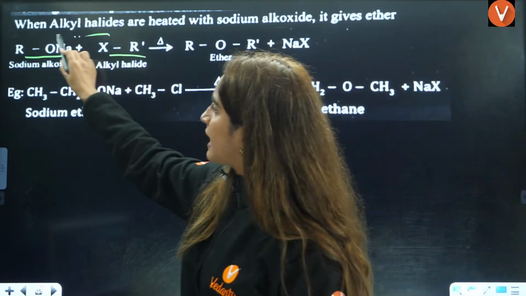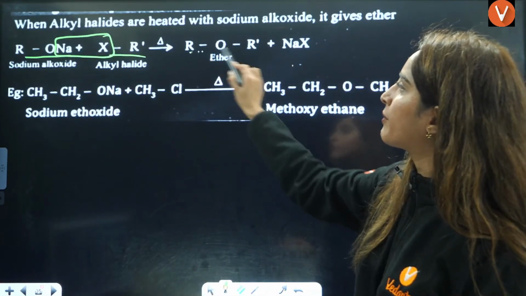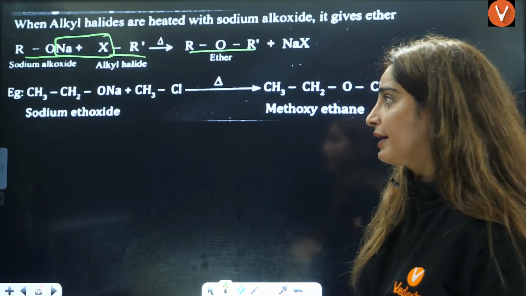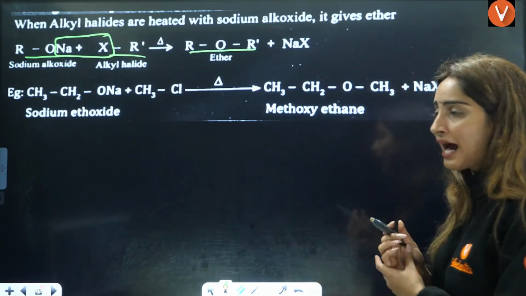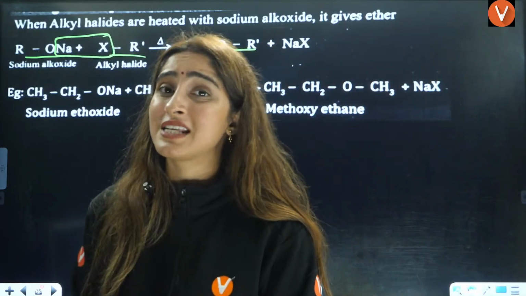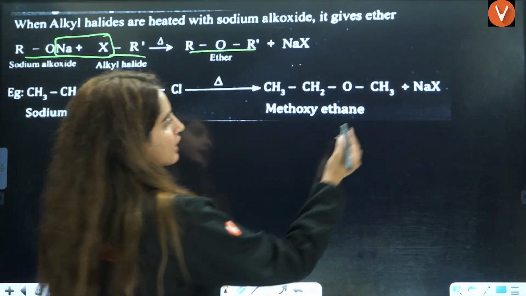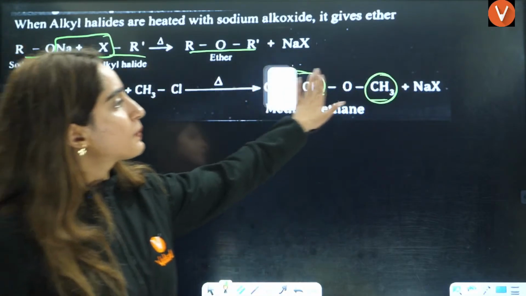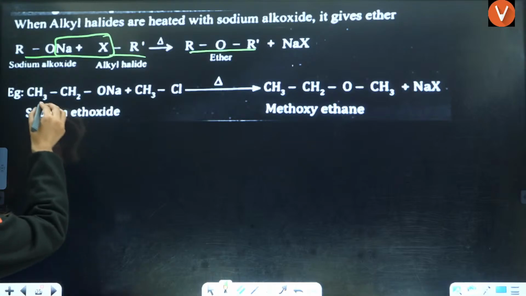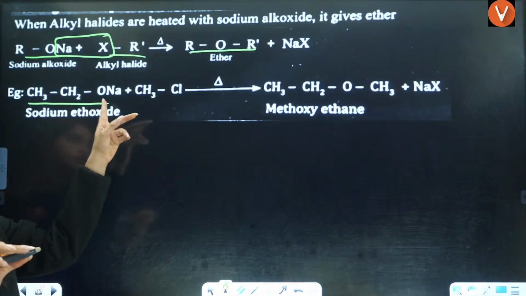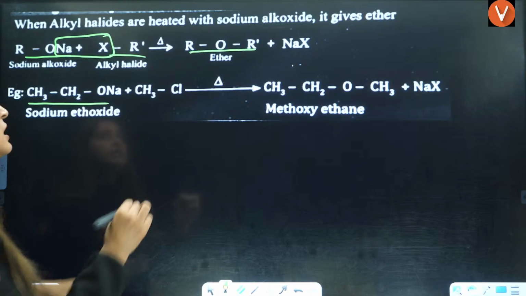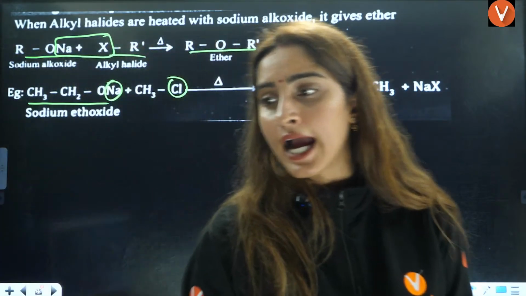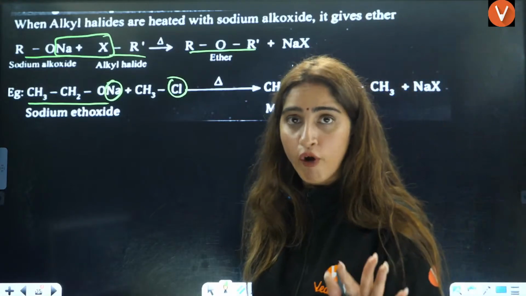Here what will happen? NaX will be eliminated and you will have the formation of ether. Unsymmetrical ethers can also be prepared here. Now they are asking you to prepare methoxyethane. Methoxyethane means that one chain will be methyl, other chain will be ethyl. So that can be prepared when you have CH3CH2ONa plus CH3Cl. NaCl will be eliminated and you will have the formation of the desired product, that is the ether.